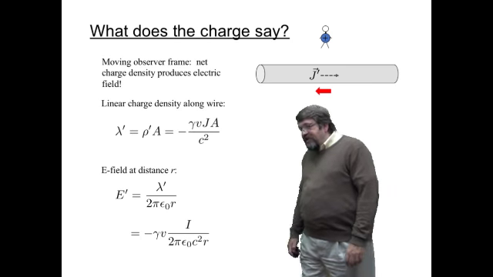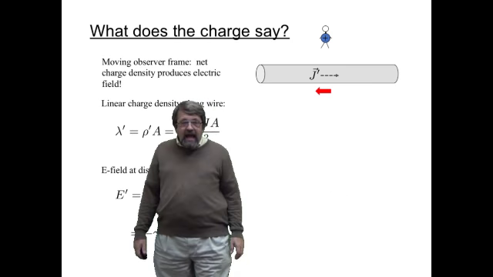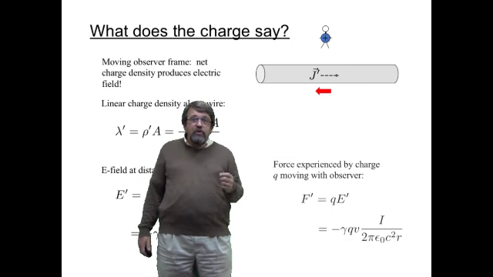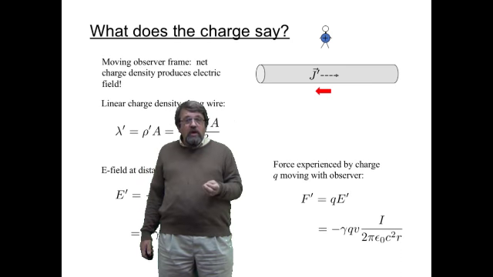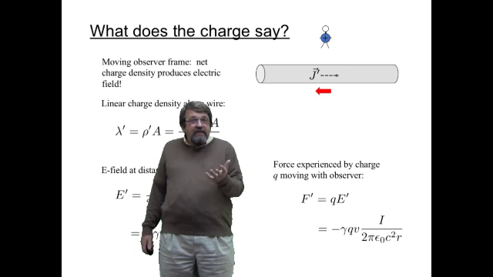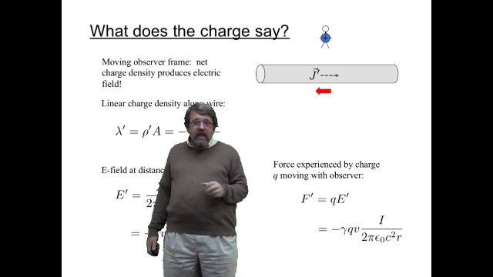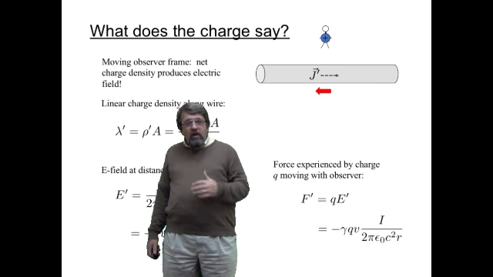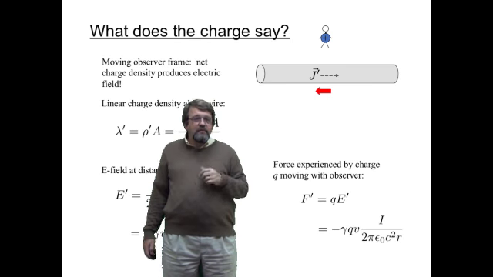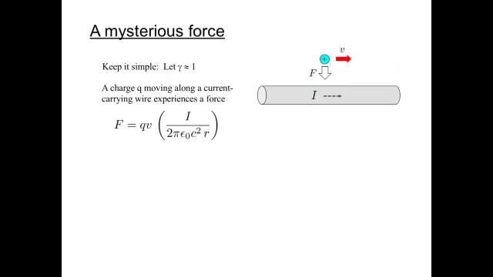And that means that there's going to be a force acting on the charge. The force is the test charge Q times the electric field that it sees, the field seen by that moving observer. And so that's minus gamma times Q times V times I over 2 pi epsilon naught C squared times R. What is this mysterious force? Well, to keep things simple, let's imagine that the observer is not moving very fast, and so gamma is about equal to 1. So we'll just ignore gamma in our expression.